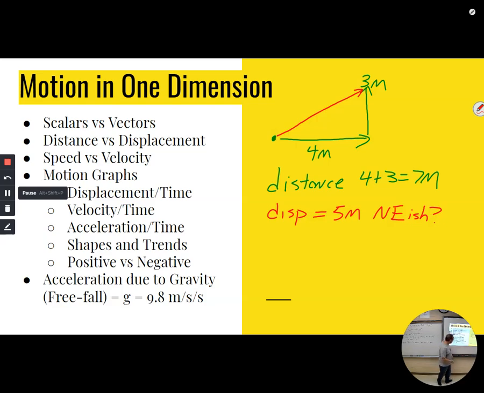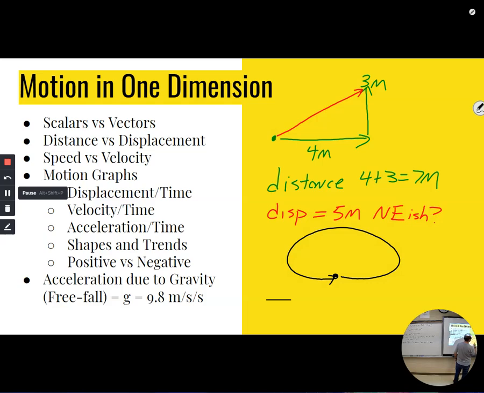If I'm on a track and I start off here and I run one entire lap, my distance is going to be however far I ran. My displacement is going to be 0, because you come back to the same spot. If I end up in the same spot I started.